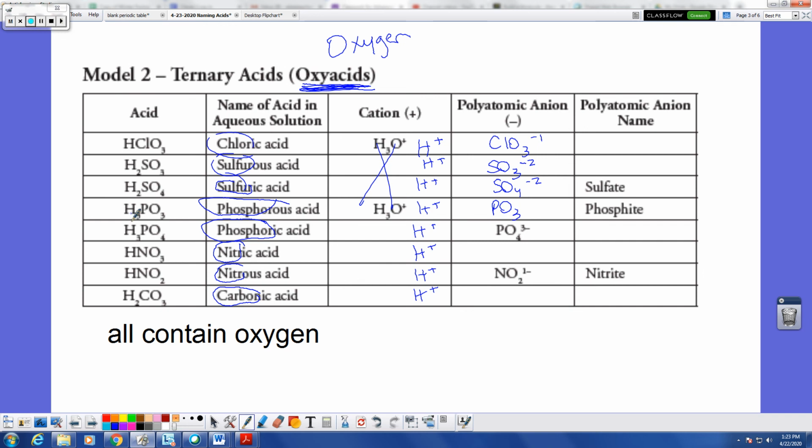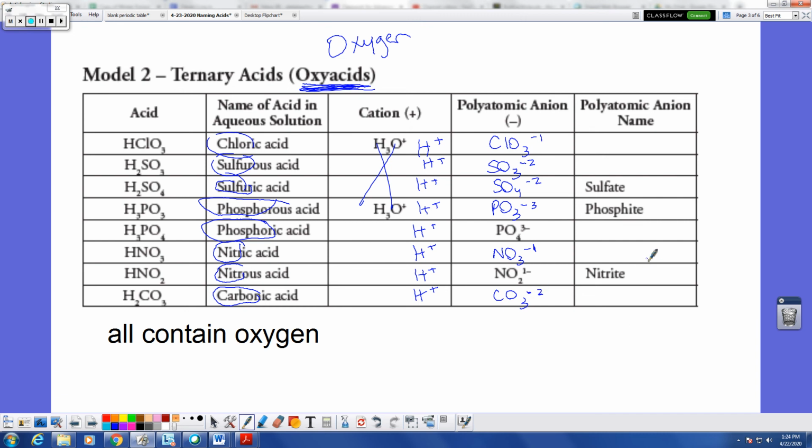PO3, there's a 3 crossed over, so that's going to be minus 3. NO3, no subscript, so that's minus 1. And CO3, the 2 is crossed over, so that's a minus 2.